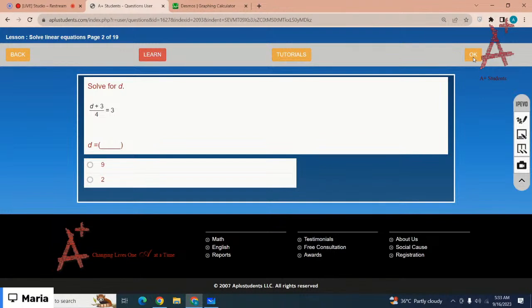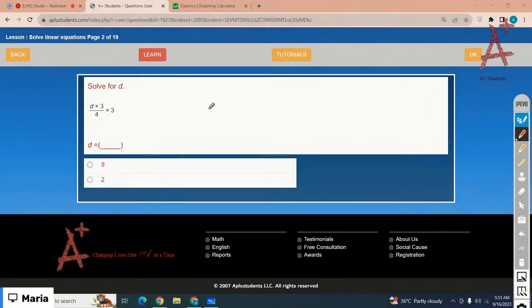Okay, the next one is d plus 3 over 4 equals 4. Let's just solve this for d. You have to multiply both sides of the equation by 4. D plus 3 over 4 equals 3 times 4 and 4 times 4. 4 and 4 got cancelled out, so you are left with d plus 3 equals 12. You have to subtract 3 both sides, so d equals 12 take away 3, which is 9. So the correct option is 9, right?